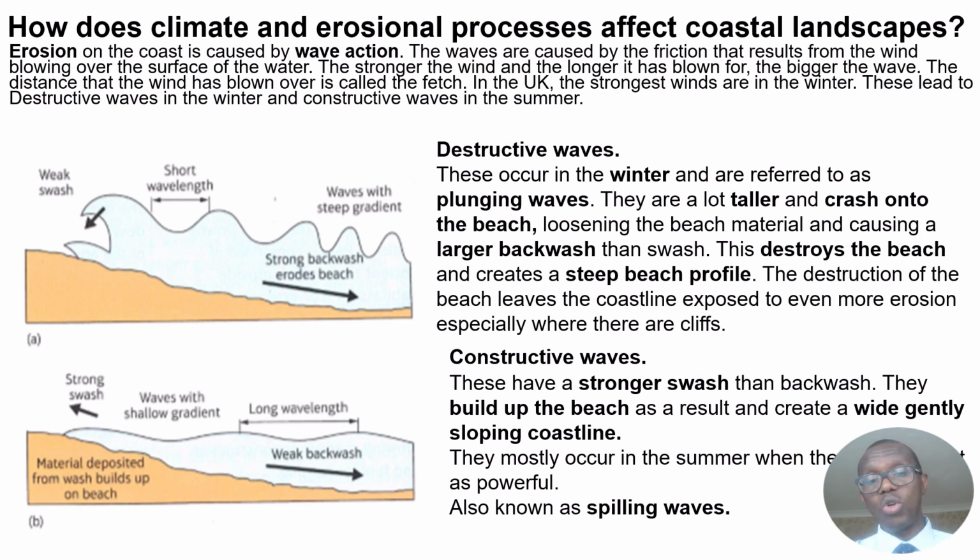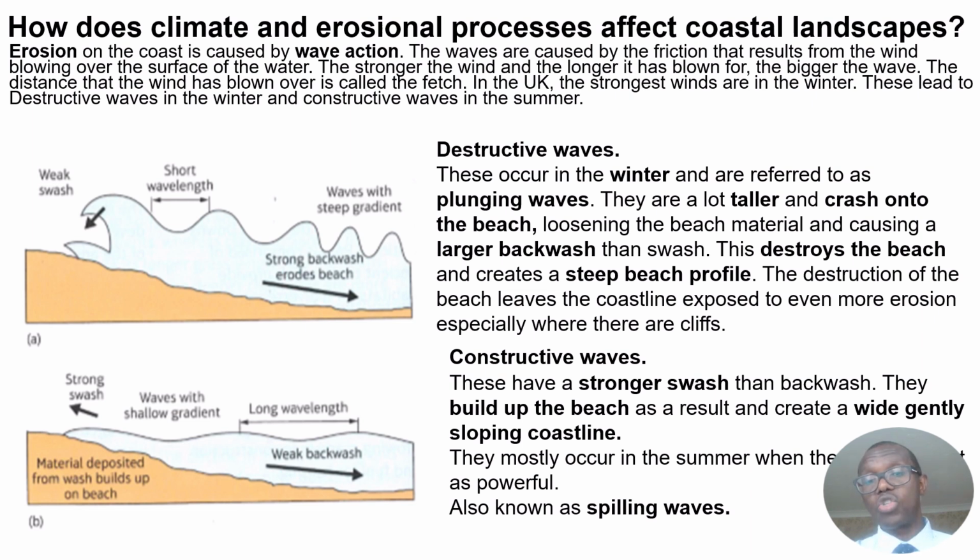And when talking about waves, waves are created or caused by the friction that results from wind blowing over the surface of the water. Now, that friction is what creates small ripples, which eventually turn into waves. And the stronger the wind and the longer it has blown for, then the bigger the wave is going to be. So the distance that the wind has blown over is normally referred to as the fetch. And obviously, the longer the fetch, then the bigger the wave.